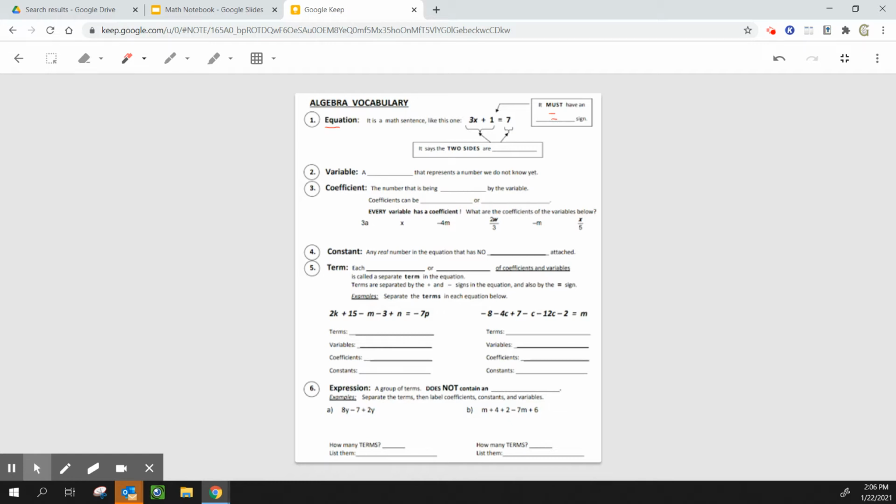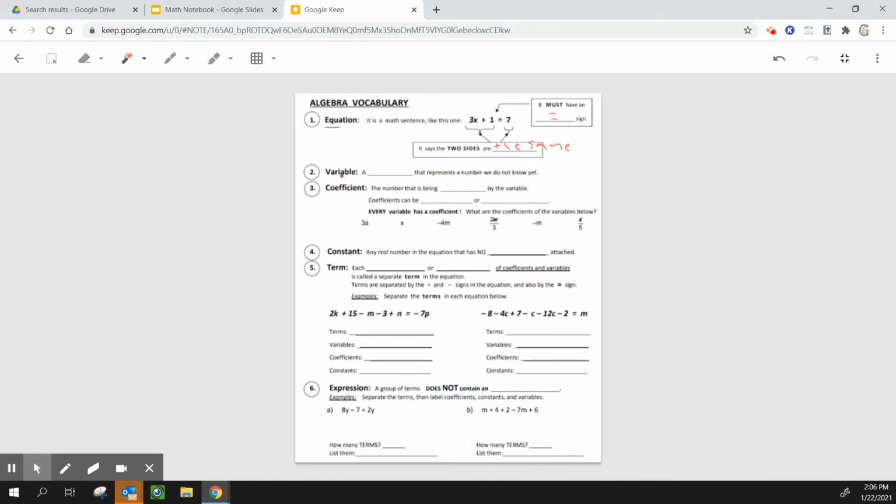And the key here, whenever you see equals, is that the two sides are the same. Let me erase that and do that better. S-A-M-E. So they mean the same thing. Even though 3x plus 1 and 7 don't look the same, obviously, they mean the same amount. And that's going to be something that's important as we go forward.